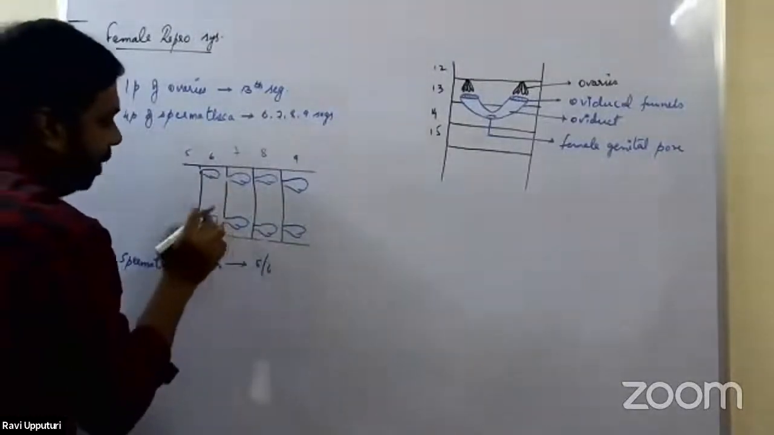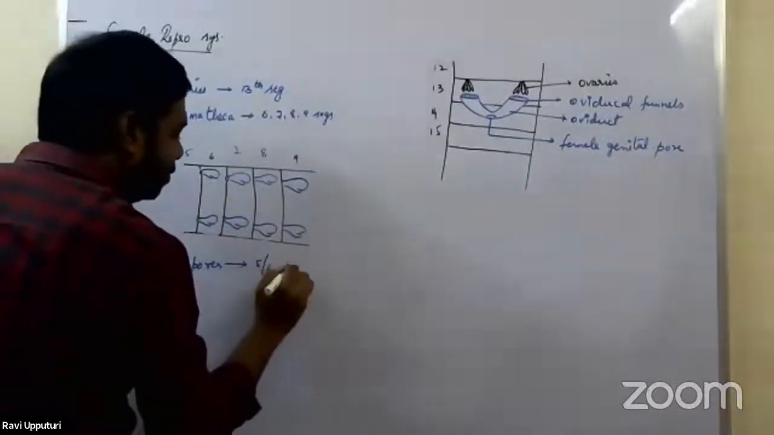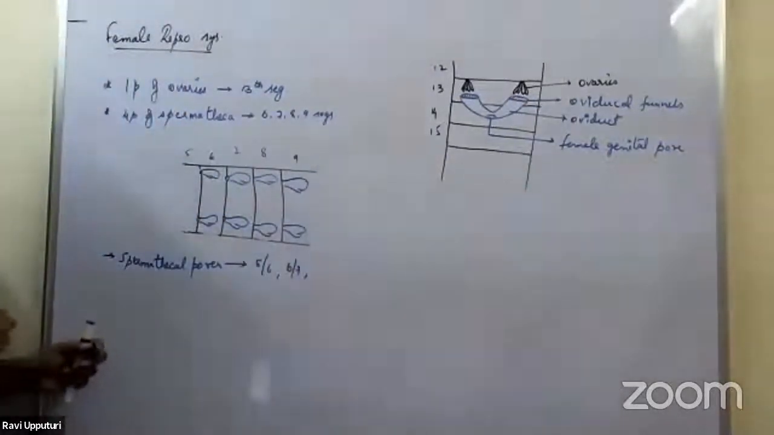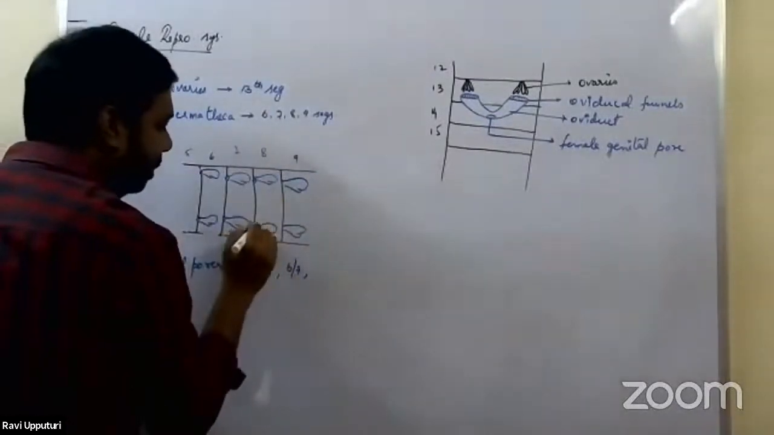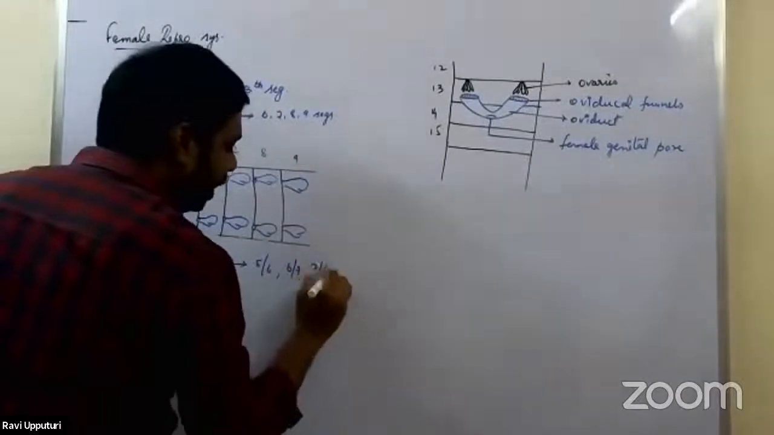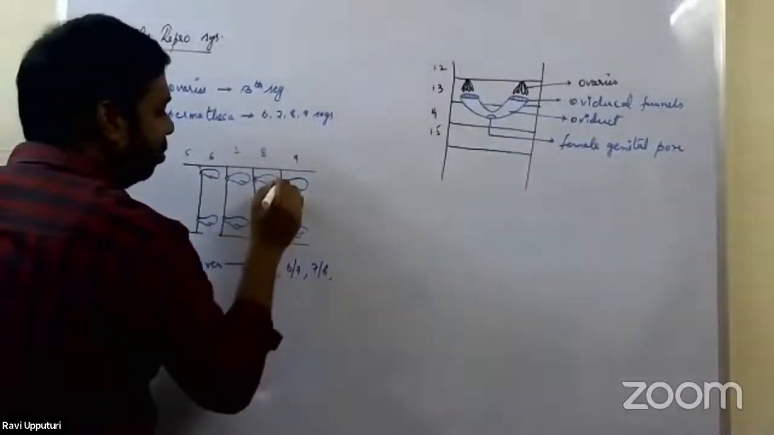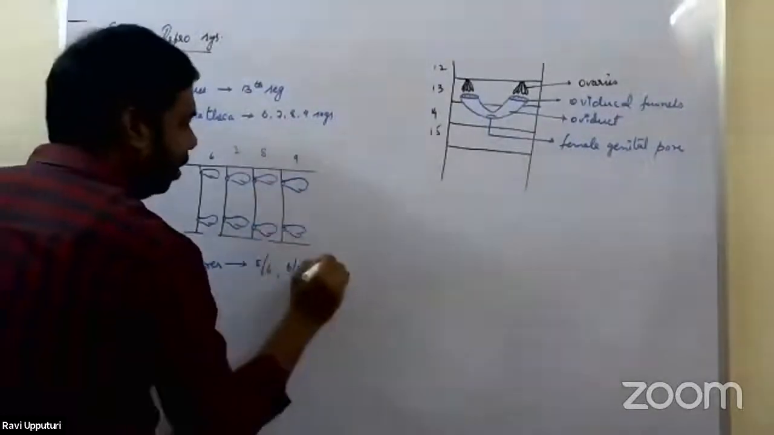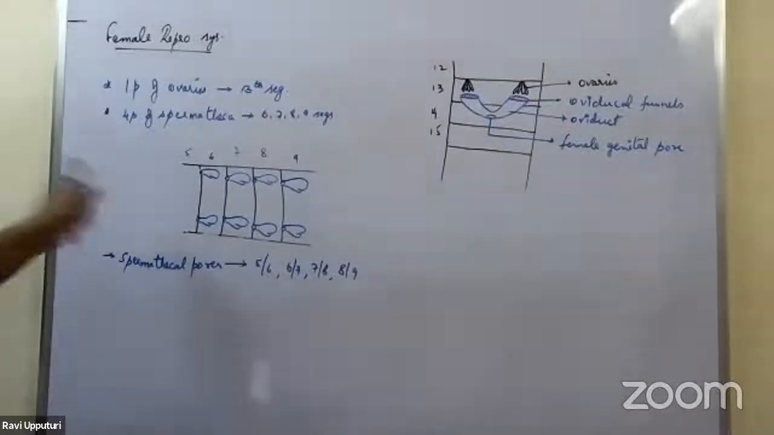And for this, it would be present in the intersegmental septa of 6 by 7, right? Then for the next one, it will be present at the intersegmental septa of 7 by 8. And then for the last one, which is present in the 9th segment, it will be present at the intersegmental septa of 8 by 9. So this is how they actually open to the outside.